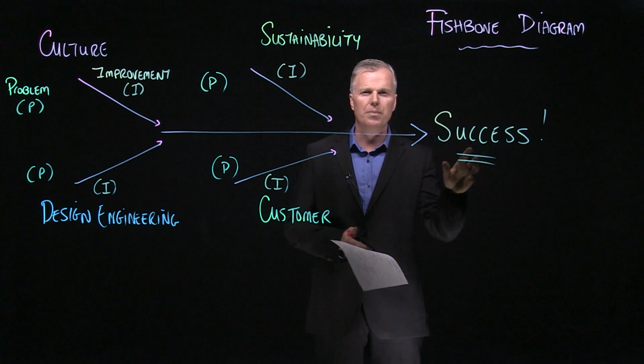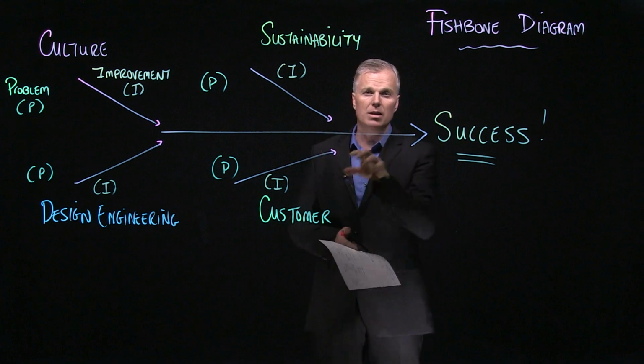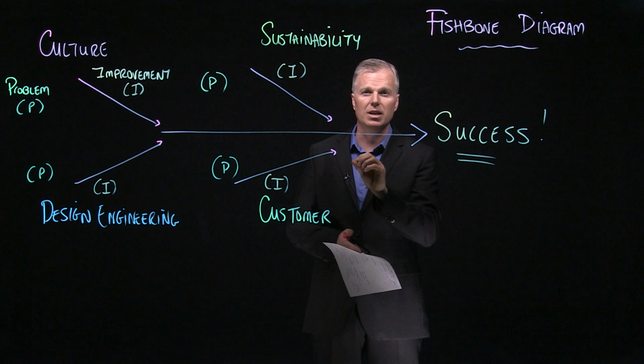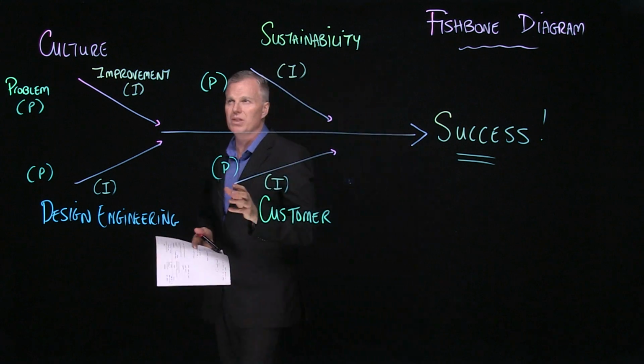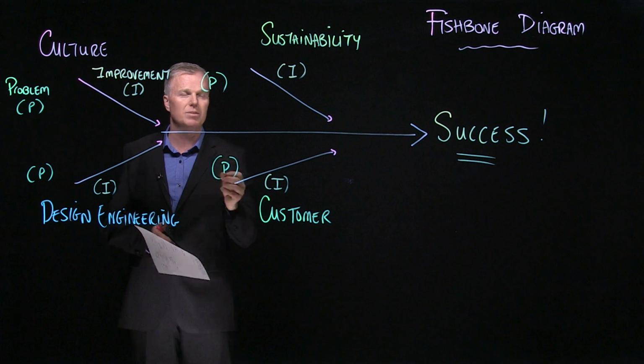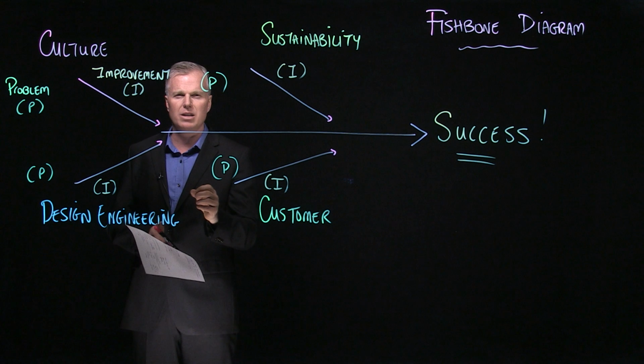Well, to help you out, you can use a fishbone diagram. I've built the basic structure of the fishbone diagram here for you. Let's talk about that, and then let's fill in the bones. So overall, with these problems, there's four common themes. There is the culture of the organization, there's sustainability issues, there is the customer effect, there's design engineering.